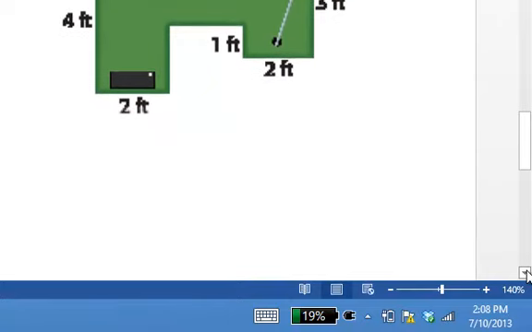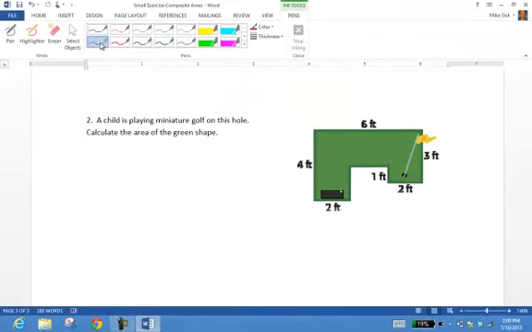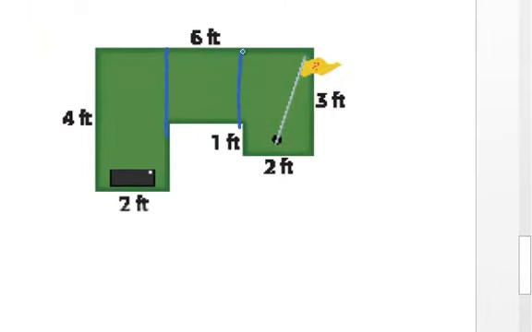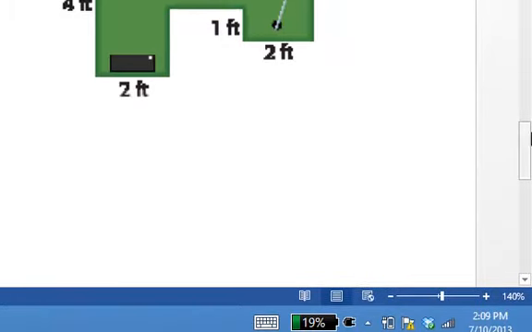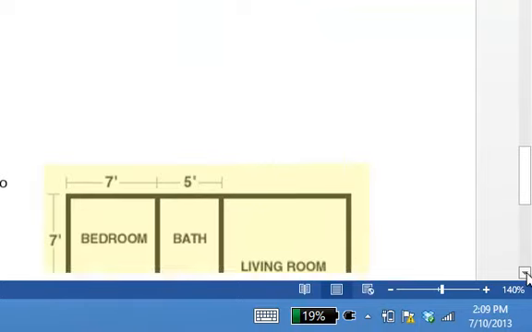A child is playing miniature golf on this particular hole. Calculate the area of the green shape. In this case, a lot of ways you can do this. You may have to divide this one into more than 2. You may have to divide it this way, where you've got 1, 2, 3 rectangles. Or you may decide you want to divide it like this, where you have 1, 2, 3. And you've got the dimensions there. If this gives you problems, of course you can get with a buddy in class, a classmate, and get some help. Or you can certainly contact me if you need to.